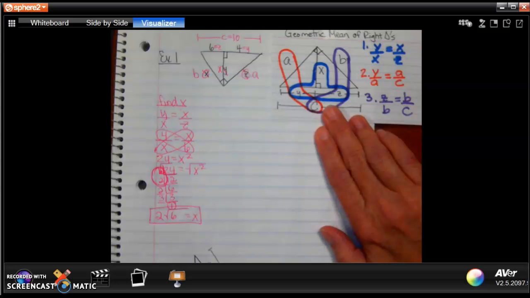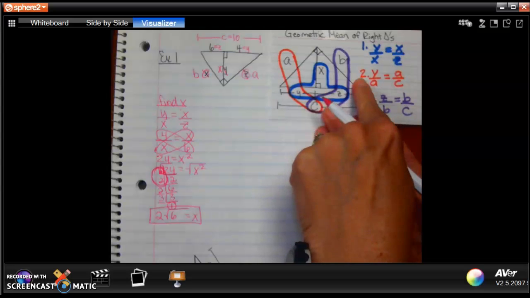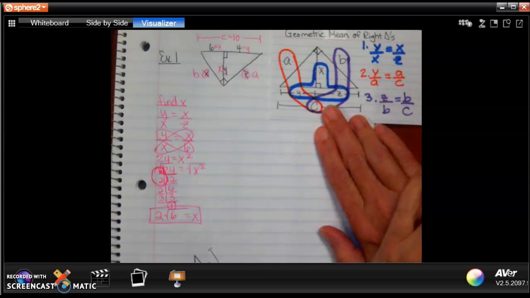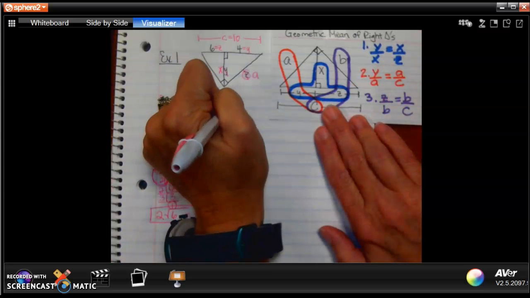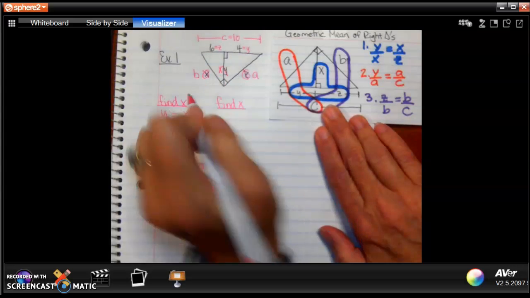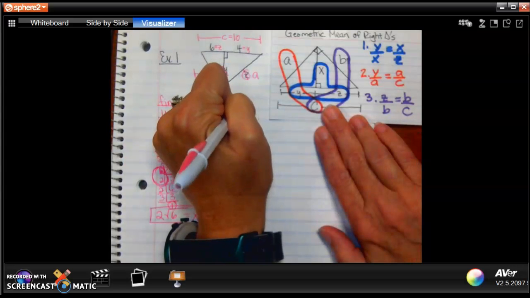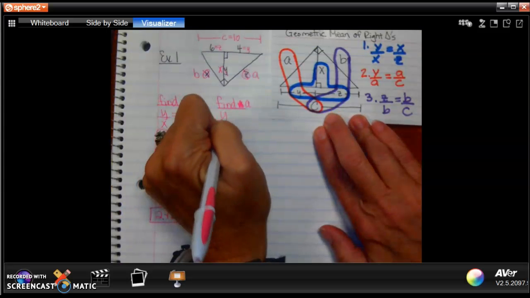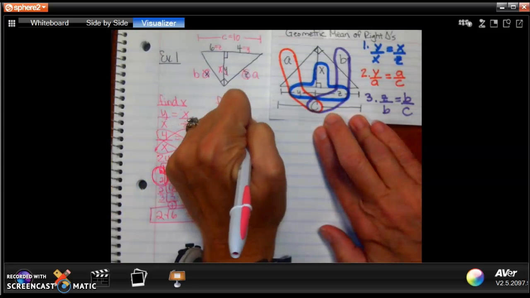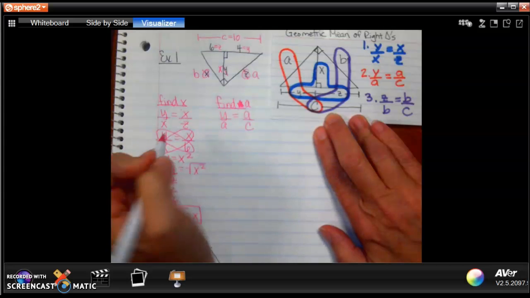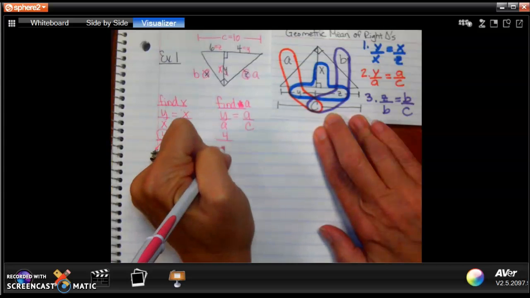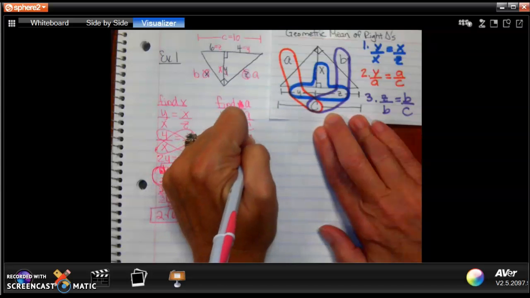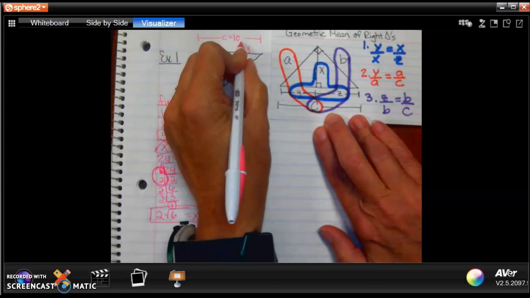Okay. Then I said I could find number 2. I could find the a. So if I can find a, oops, I wrote x for some reason. Okay, so that's going to be y over a equals a over c. Y I know is 4 over a equals a over c, which is 10.